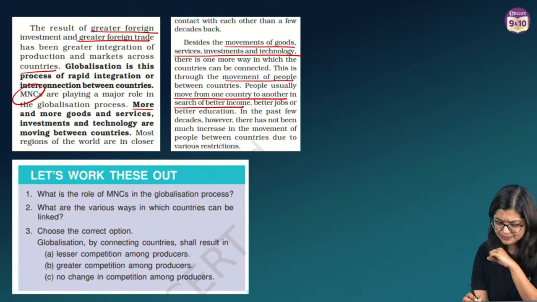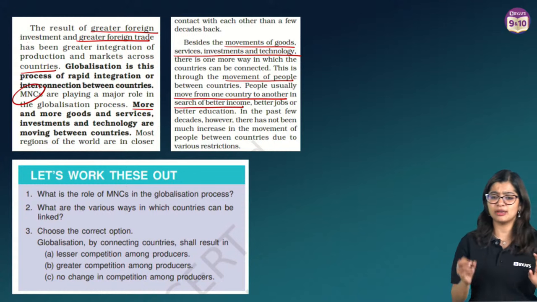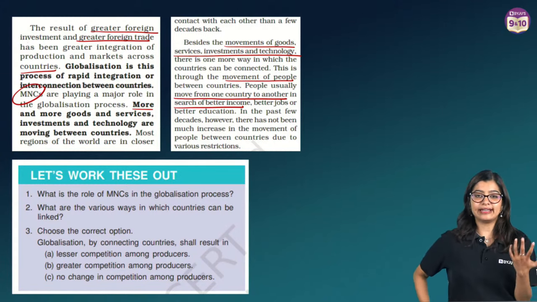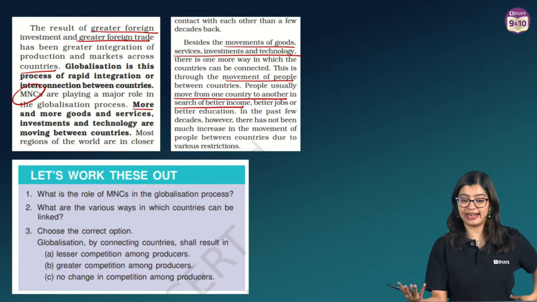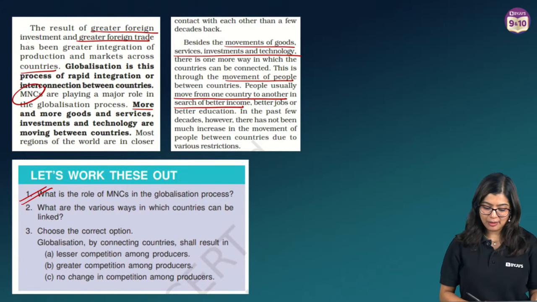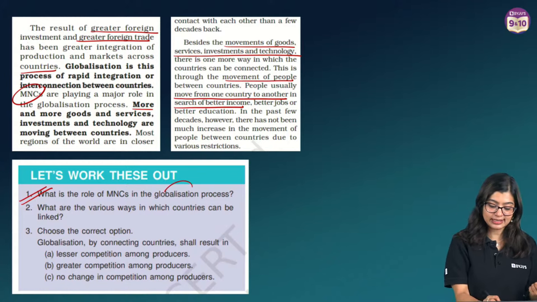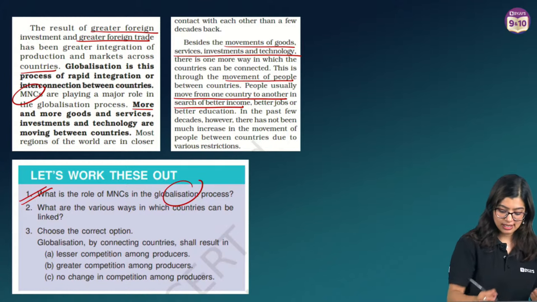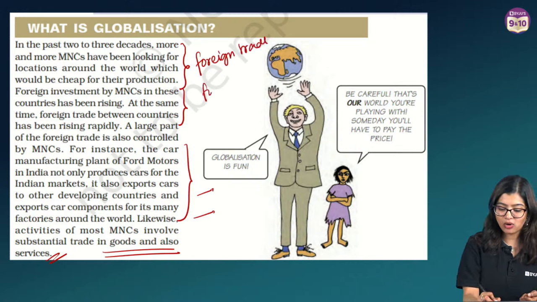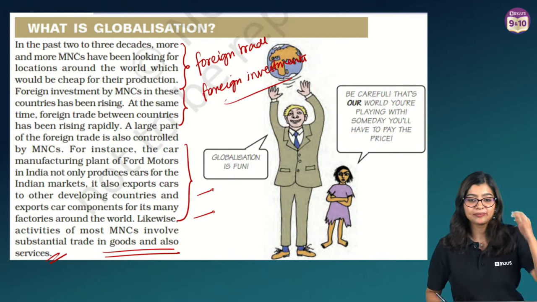Thereby what happens? We see that this right here is important. Rakhi bacha, substantial trade means it is considerably more trading that is happening, right? Now see, these questions are important: what is the role of MNCs in the globalization process? Here, these two points, how they bring in foreign trade and how they bring in foreign investment, are very, very important, right?